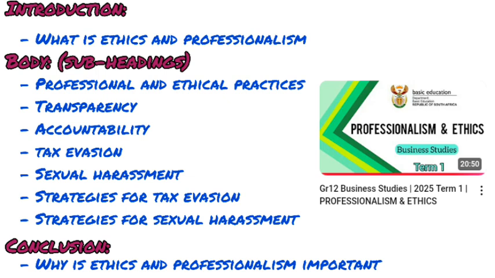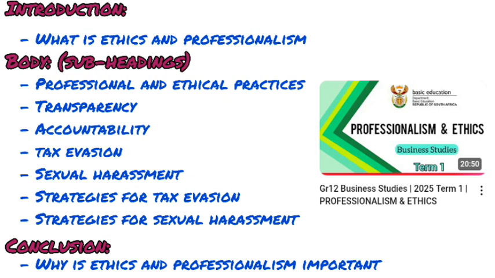The first one being transparency. So I'm going to discuss transparency according to the King Code, and then secondly, discuss accountability according to the King Code. Then the third one talked about unfair and unprofessional business practices, which were tax evasion and sexual harassment. With them also, I'm going to separate them, discuss tax evasion as an unethical business practice, as well as, in the next subheading, sexual harassment as an unethical and unprofessional business practice.